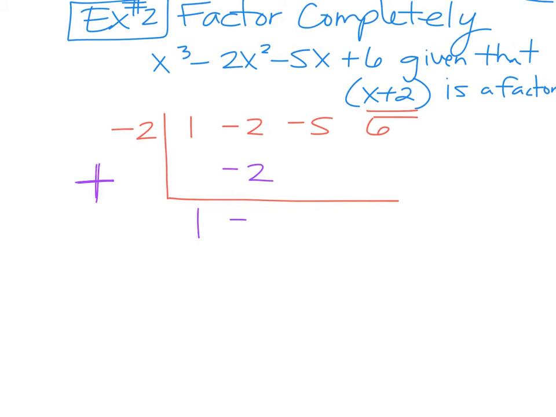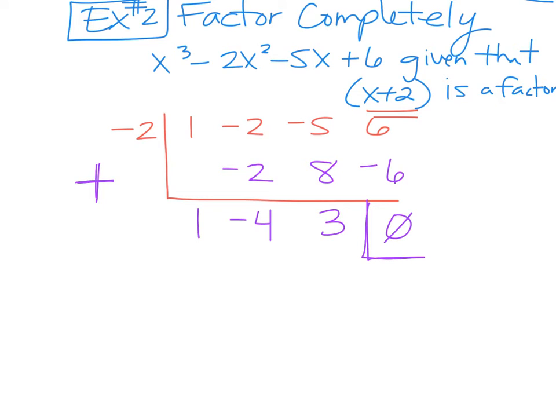We're adding -2 plus -2. That's -4, right? -2 times -4 is a positive 8. So -5 plus 8 is 3. -2 times 3 is -6. This will be our remainder. 6 plus a -6 is 0.